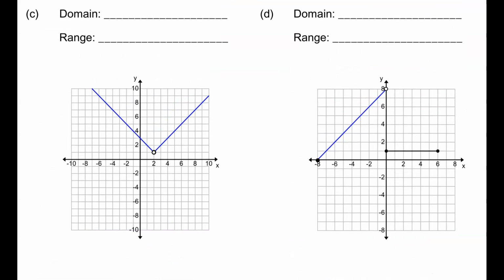All right, part C, this looks like an absolute value function. Being able to identify the type of function helps you remember some of the characteristics and what's going on here, especially when you go into calculus next year. So the domain are the x values, and it seems like, once again, we have arrows at the end.